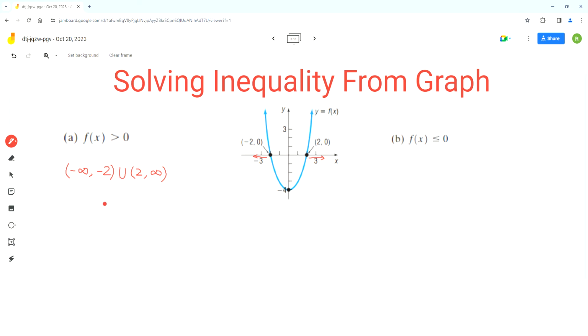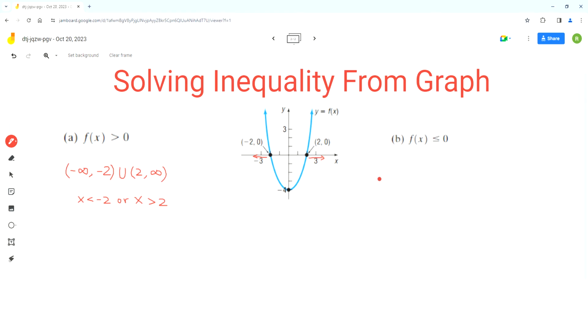If we have to write the answer in the inequality notation, we'll write x is less than -2 or x is greater than 2. So these are the two ways in which we can write our answer. So now we can analyze part B. So in part B, we have to find the x values for which the function is less than or equal to 0. So that means we have to analyze the part of the graph that is below the x-axis.